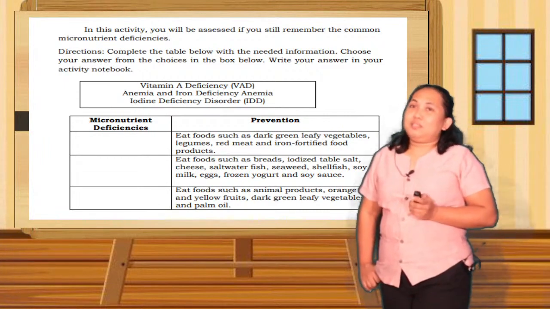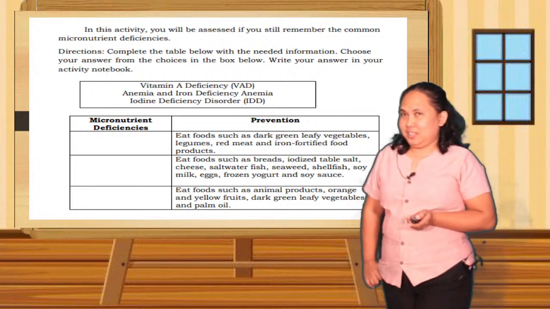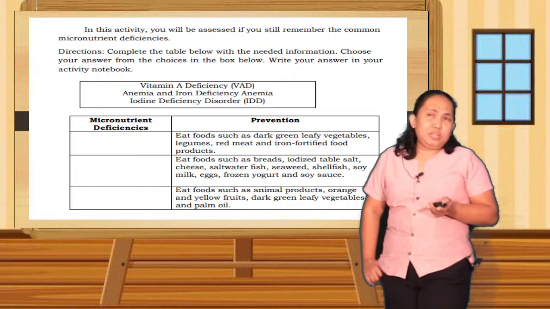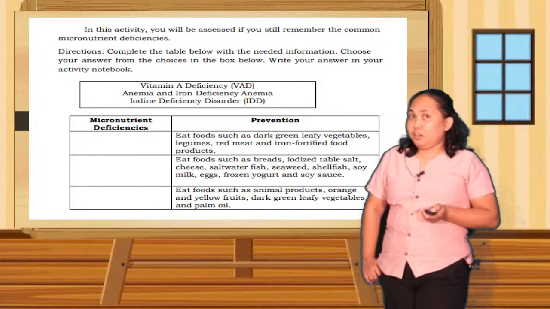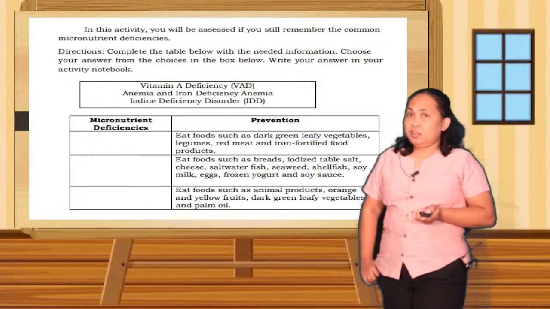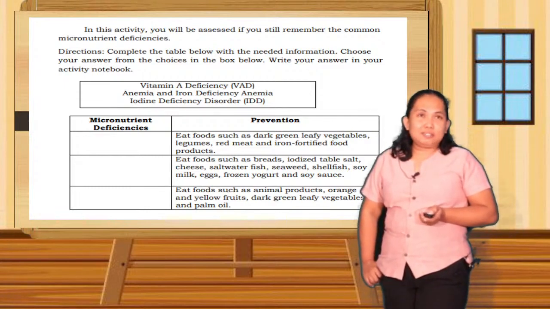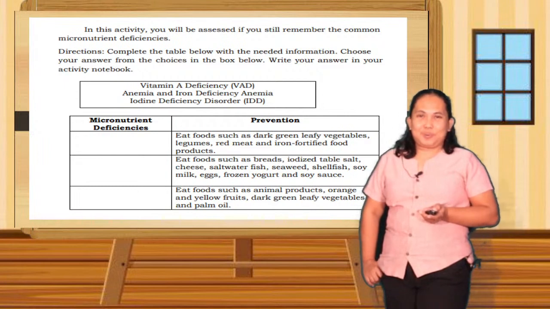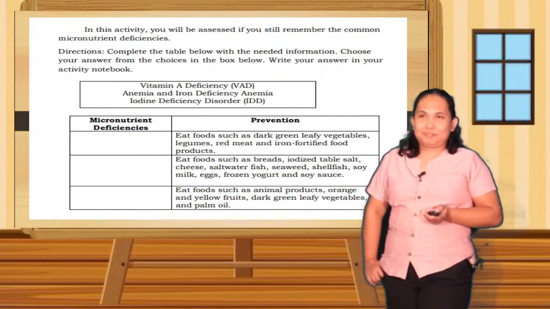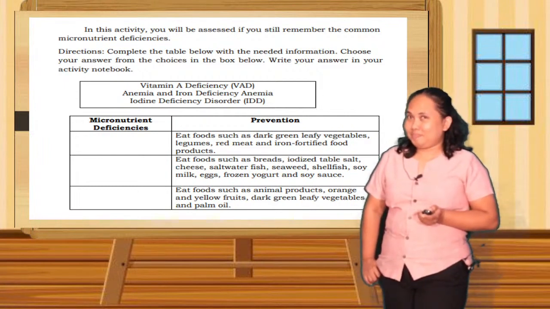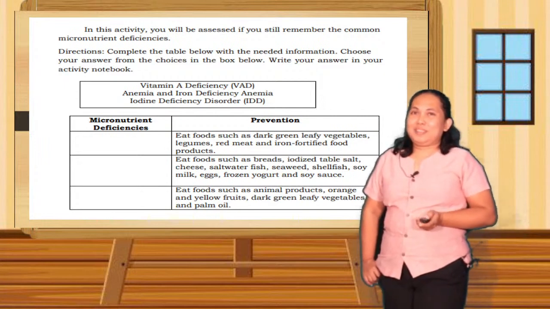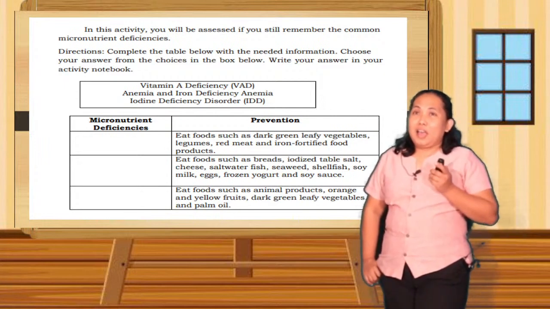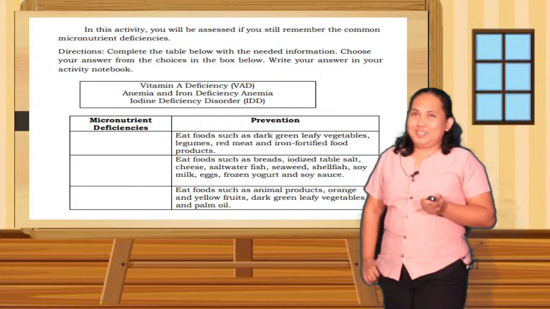So what micronutrient deficiency can be prevented if we eat foods such as dark green leafy vegetables, legumes, red meat, and iron-fortified food products? The answer? You're right. It is anemia, or iron deficiency anemia.